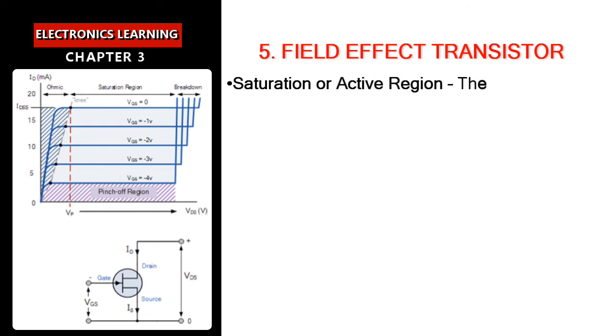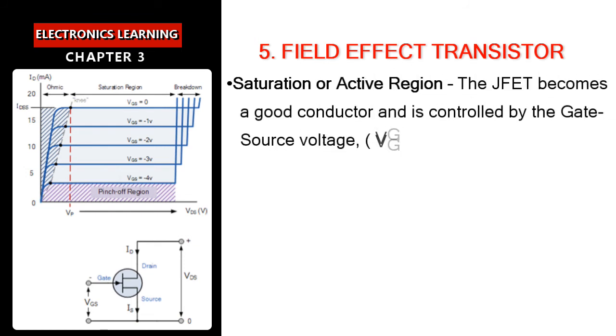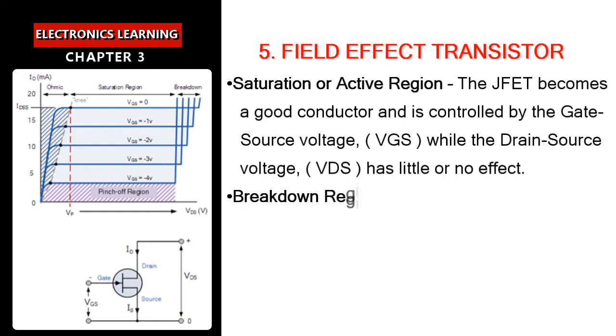Saturation or active region: the JFET becomes a good conductor and is controlled by the gate-source voltage, VGS, while the drain-source voltage, VDS, has little or no effect.